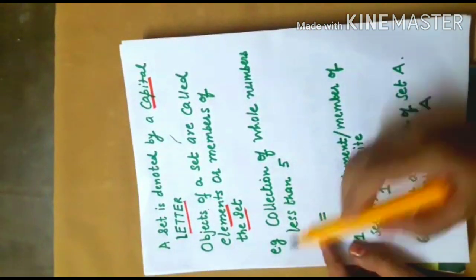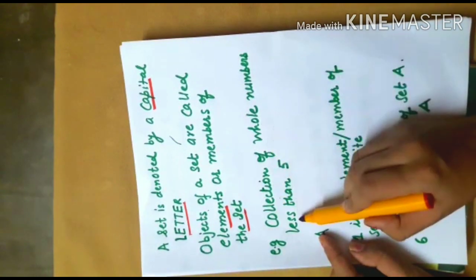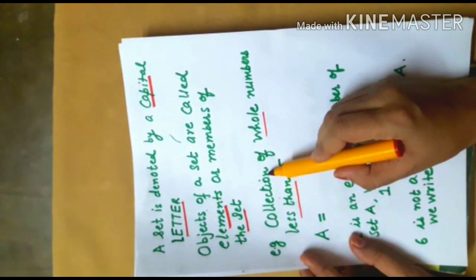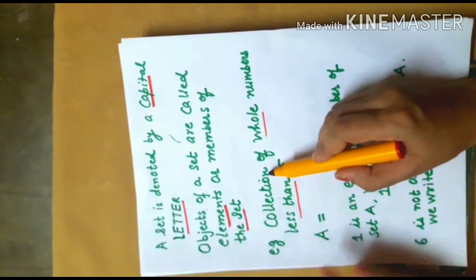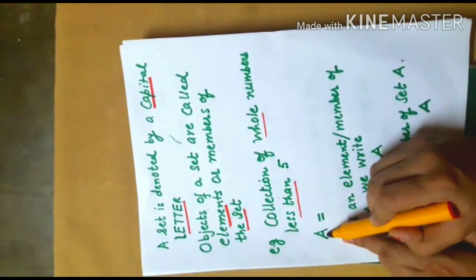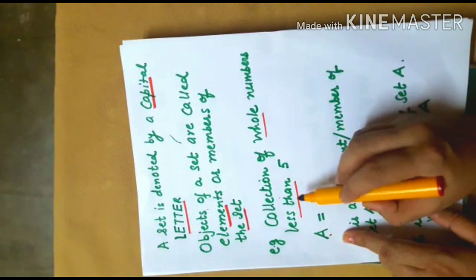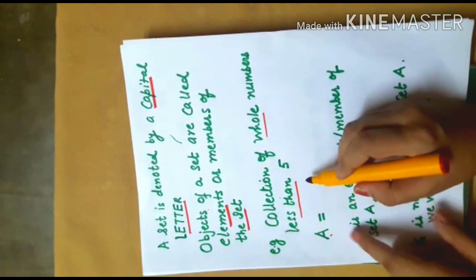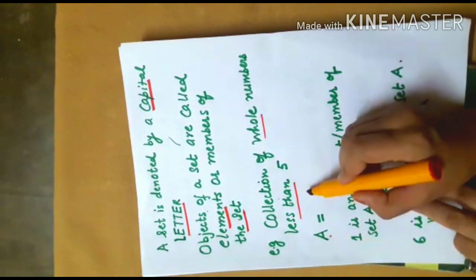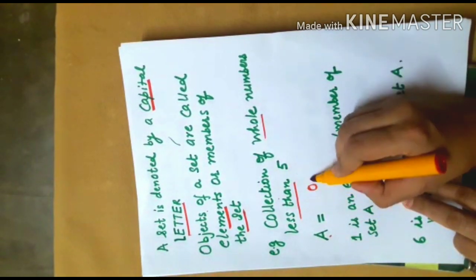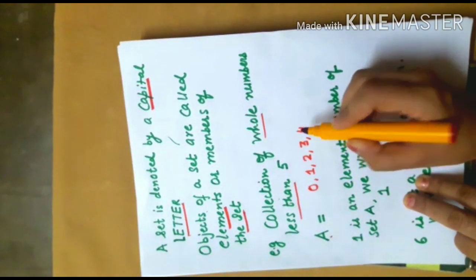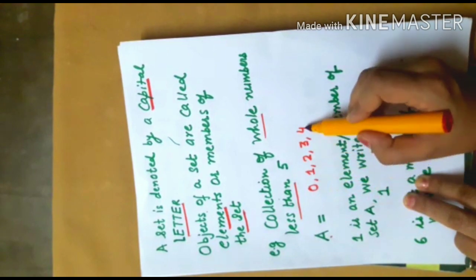Now take another example. Collection of whole numbers less than 5. Now it is a well-defined collection, so it will represent a set. So let us denote this set by the capital letter A. Now the members of this set will be, that means the numbers which will belong to this collection are 0, 1, 2, 3, 4. Whole numbers less than 5.